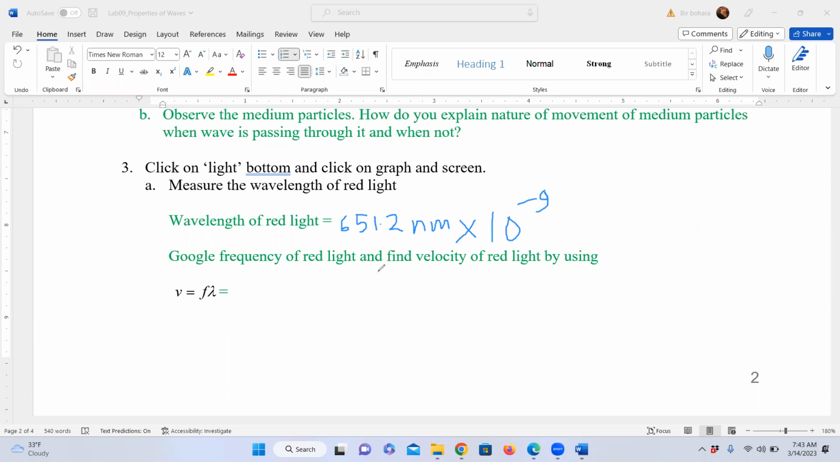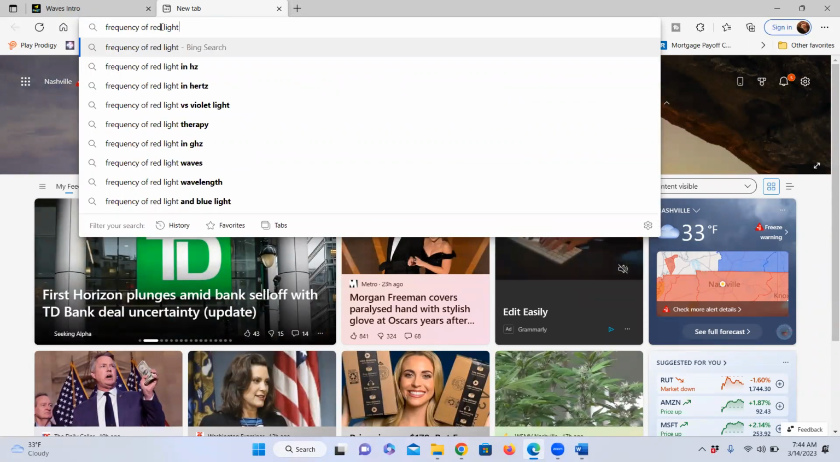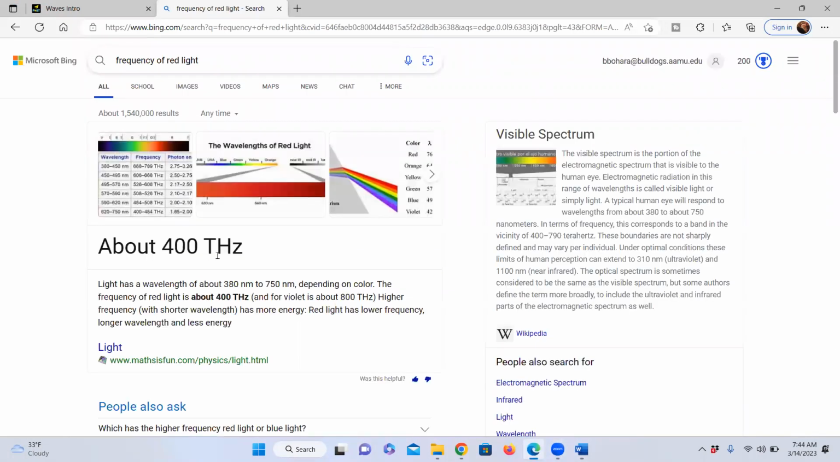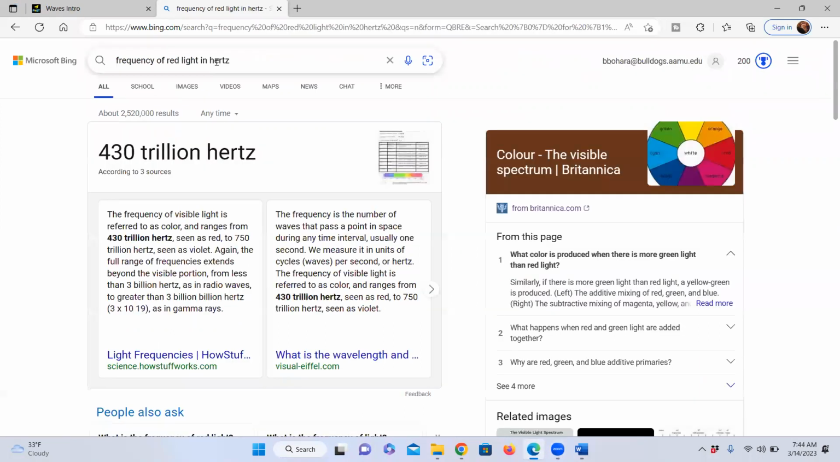So Google the frequency of red light and find the velocity of red light by using this formula. Same formula as we did for water. So let us Google the frequency of red light. Okay. It's in hertz, trillion hertz. What does trillion mean? 10 power 12, right? So 10 power 12. 4.3 times 10 power 14 hertz. That is the meaning of trillion, right?